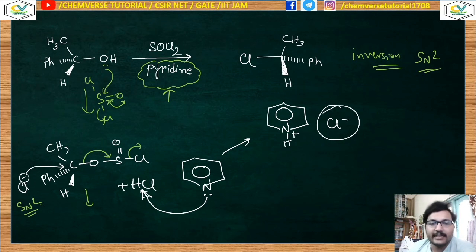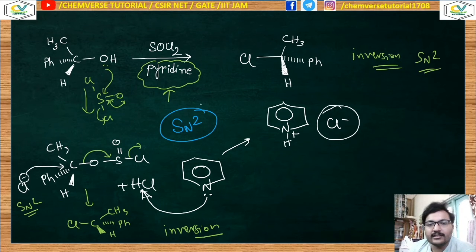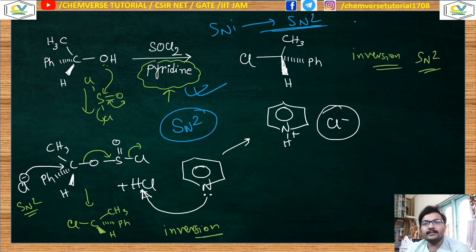So it is no longer an SNi mechanism, and that is why you are getting the same product but with an inverted configuration. So over here inversion is taking place, and it is not SNi, it is simply following the SN2 mechanism. So just the addition of a base changes the mechanism from SNi to SN2. The product is the same but inverted. In the earlier case retention was occurring, over here inversion is occurring. So these are all the basic things about the SNi mechanism.